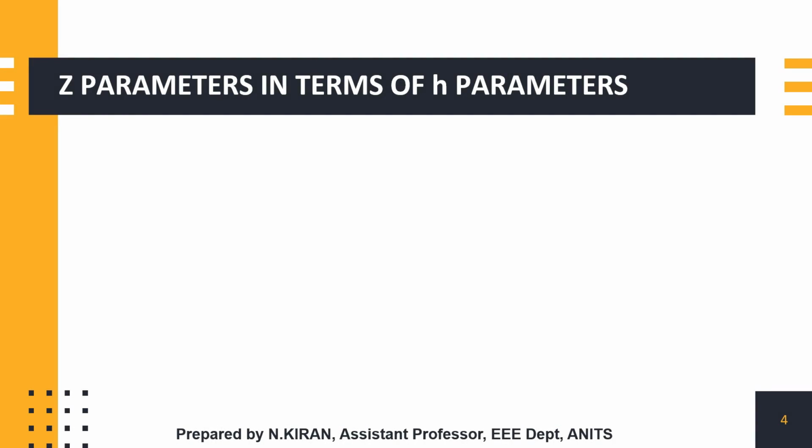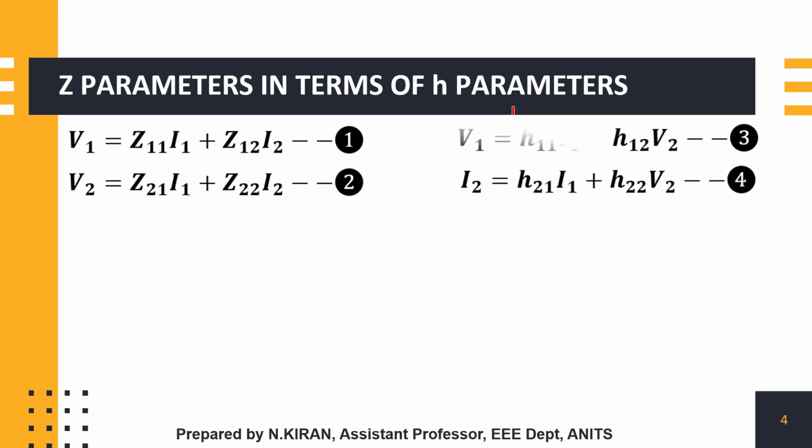Next, the relation between Z in terms of H. In order to find the relation between Z and H, first we have to write the standard two equations of Z parameters as well as H parameters. So out of these four equations, two equations will have the same variables. First, if I consider the first equation, the variables are V1, I1 and I2, and in third equation it is V1, I1 and V2. So both are not having the same variables. Let me compare 2 and 4.